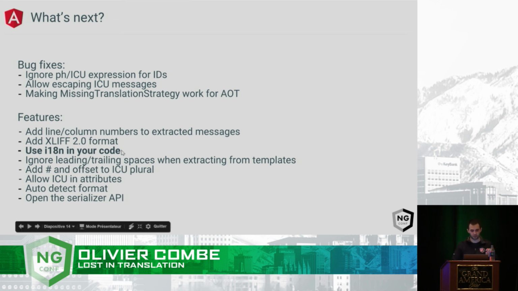We just added a new xlif format that we need to merge, and some other nice features such as auto-detecting the format or opening the API so that you can add your own format. This is not for right now, but it's something that we consider we should do to make IATN easier for users. So that, for example, if you want to use JSON instead of xlif or XMB, you should be able to do it with this.